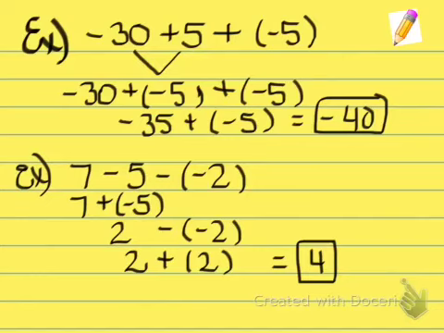Now with the second example, this is subtraction, and there's multiple subtractions, so you want to do your first keep, change, change. 7 plus negative 5, which is 2. And then you've got 2 minus a negative 2. Keep, change, change again. And you've got 2 plus 2 is 4, and the answer would be a positive 4. So make sure you are thinking these through and writing down the steps instead of trying to do too much in your head and make a silly mistake.